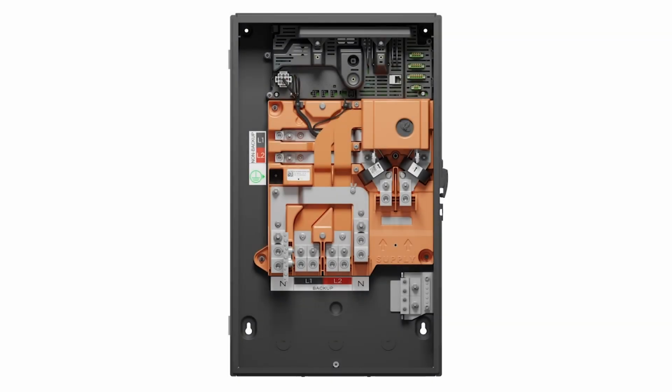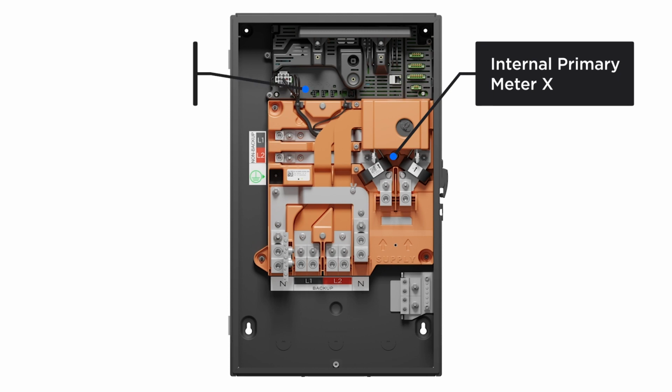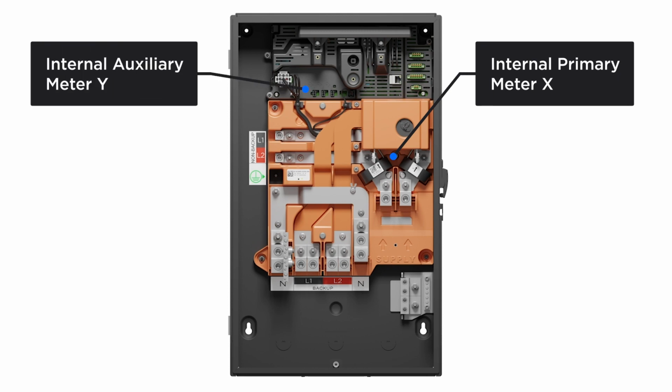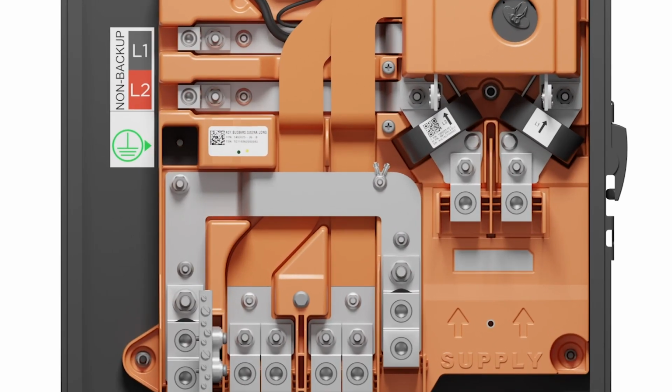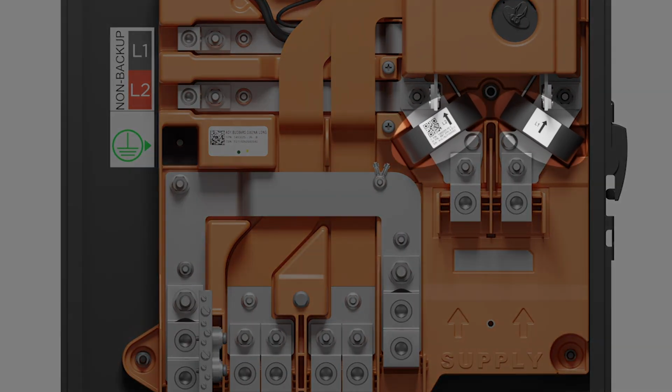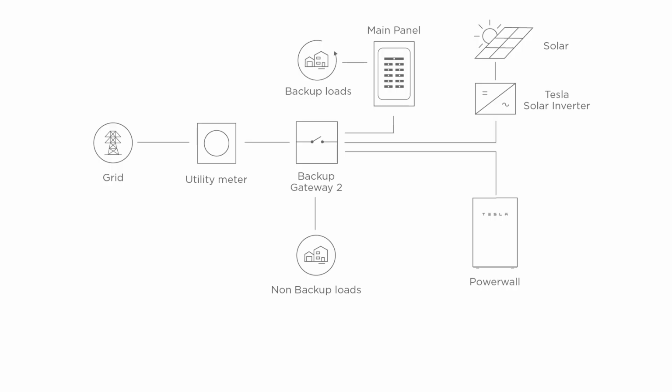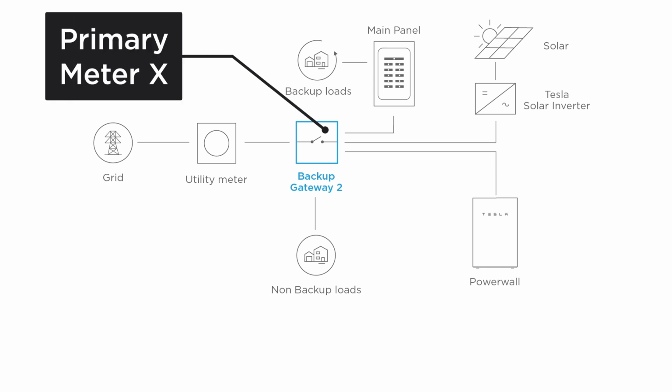Backup Gateway 2 contains two internal meters, internal primary meter X and internal auxiliary meter Y. Primary meter X can be configured for site, conductor, or none, while auxiliary meter Y can be configured for site, solar, conductor, generator, or none. Meter X has pre-installed current transformers for monitoring the power flow of supply conductors landed within the gateway. If the gateway is installed as the first means of disconnect, all site metering will be handled by Meter X.